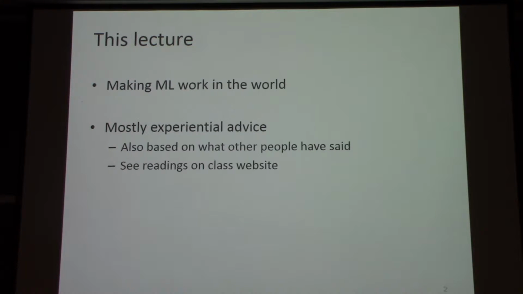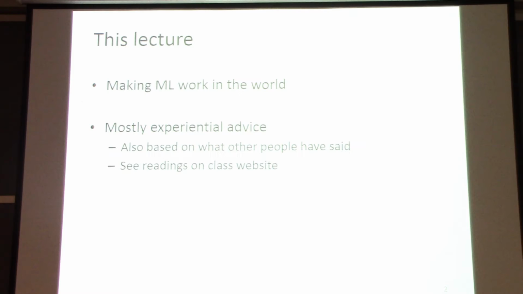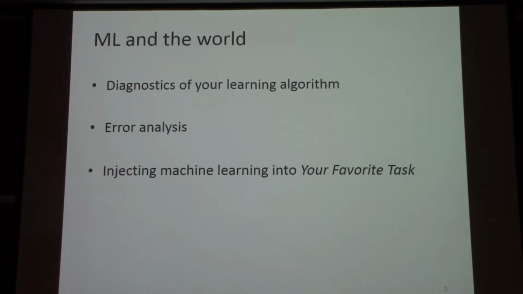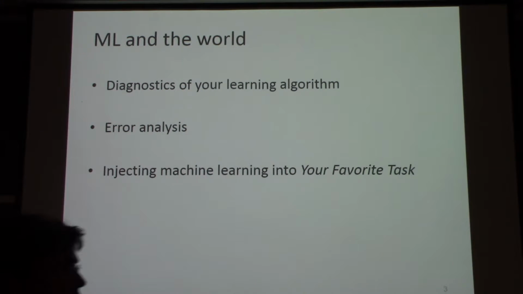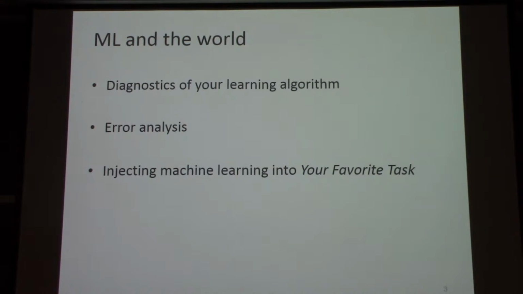Everything here is based on stuff that other people have said, stuff that I have gone through myself and seen and that I've heard. There are a bunch of papers that I've pointed to on the class website. Do take a look at them. These are not technical papers. Mostly they talk about how do you make machine learning work in the world. In particular, I'm going to talk about three different topics. One of them is how do you diagnose mistakes in your program that involves machine learning as its center.